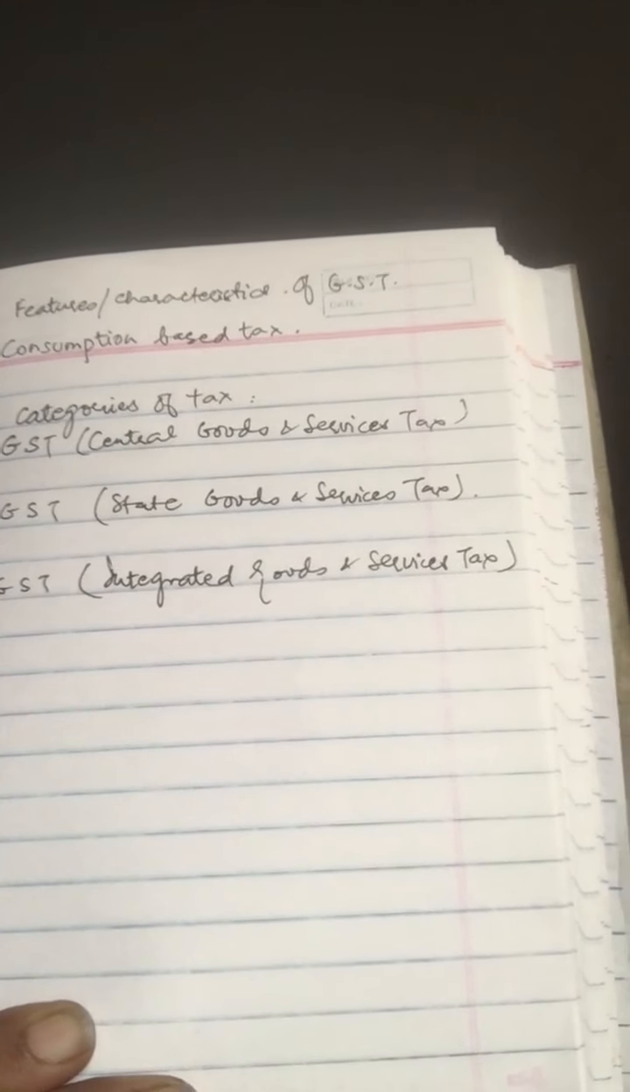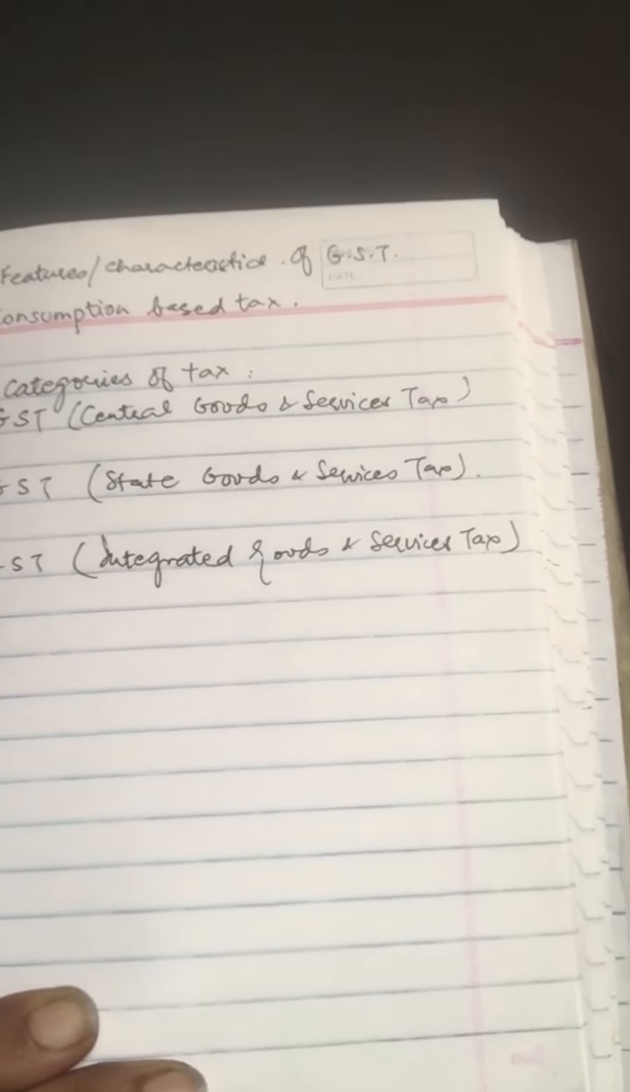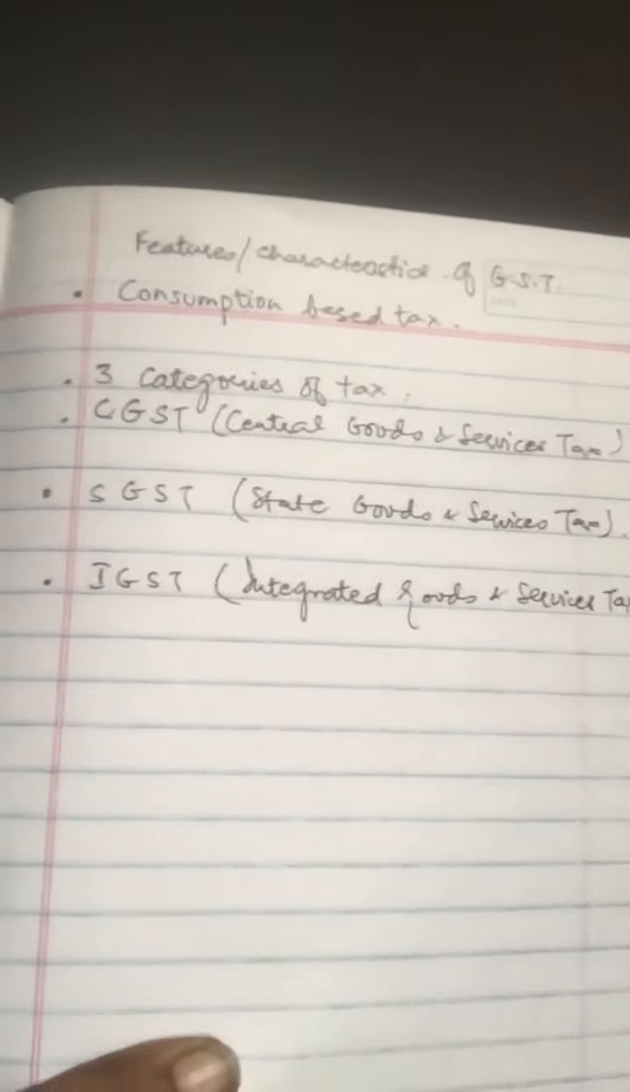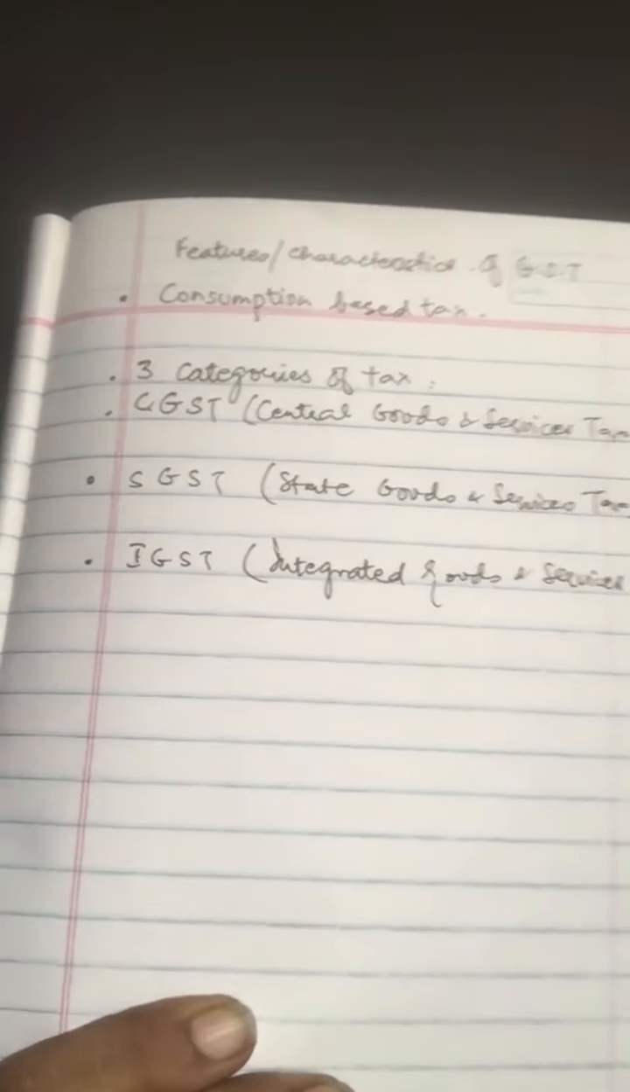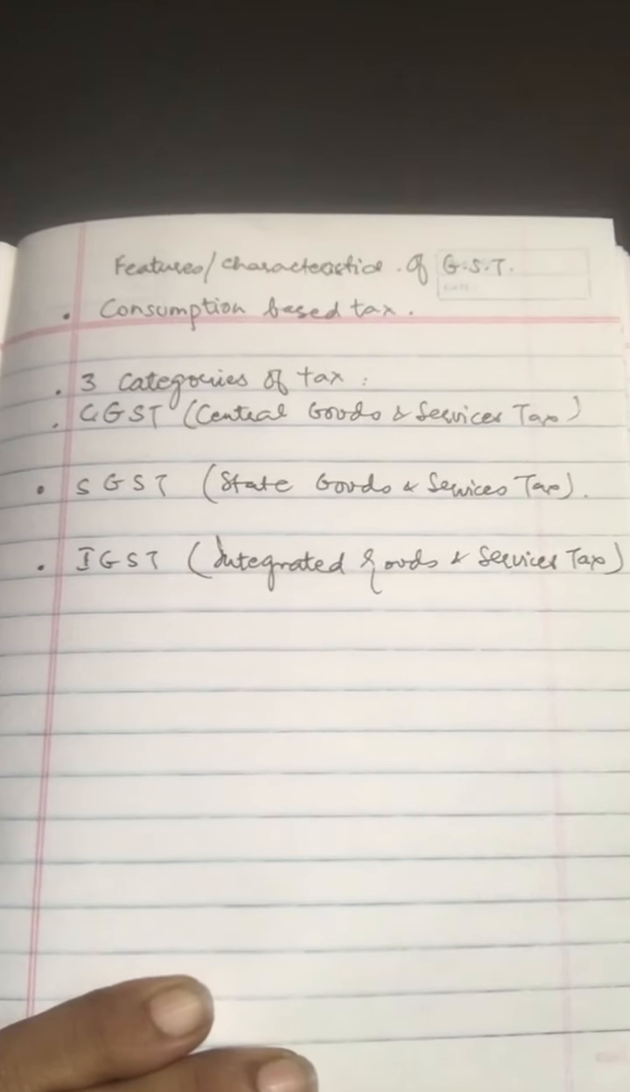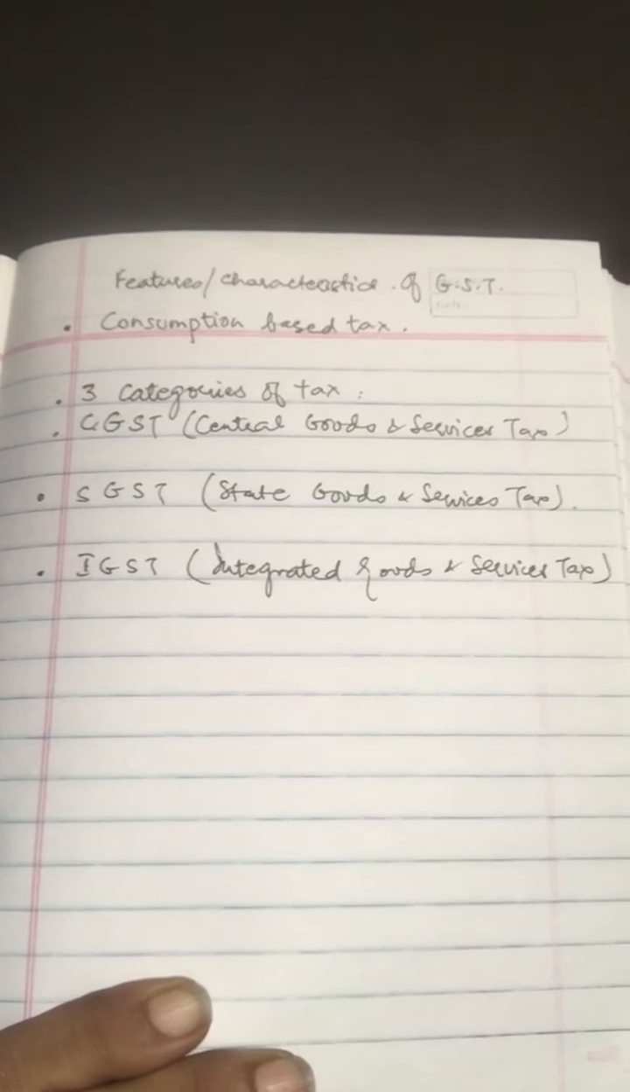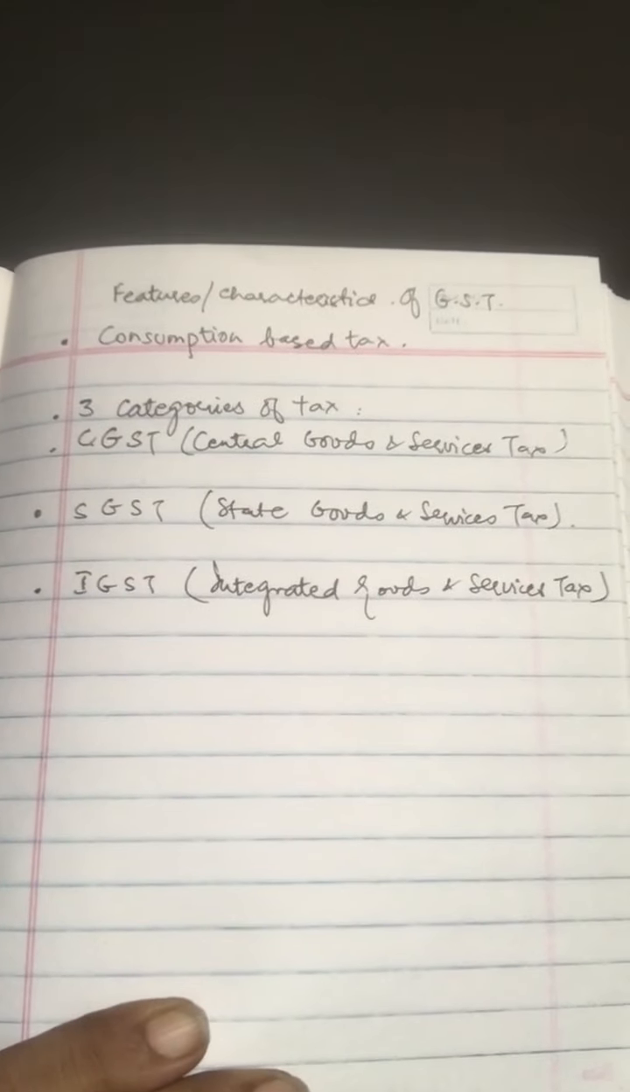And we also talked about the multiple tax rates. In fact, it's very interesting. You must find out which are the goods and services which have 0%, which are 5%, 12%, 18%, and 28%. So that'll be good.